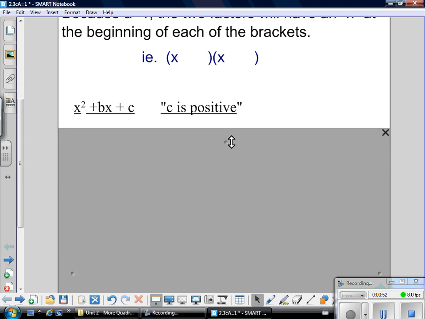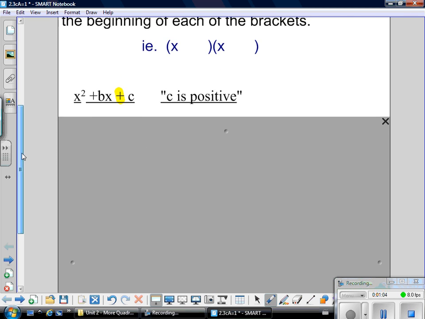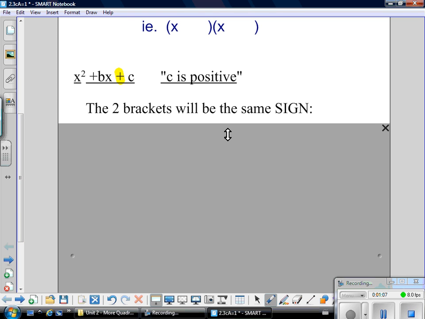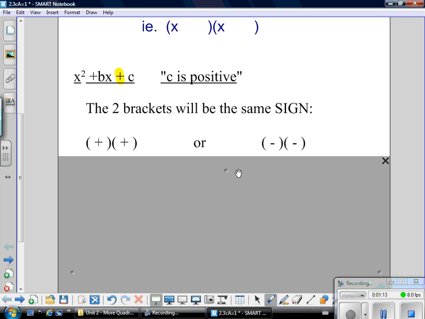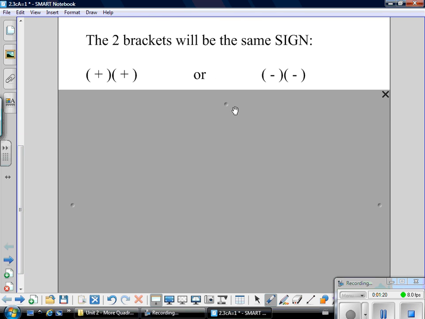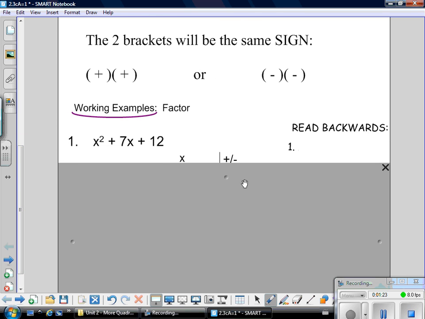Then what happens is, if that c is positive, so we want to look at when c is positive, that means the two brackets will have the same sign. They'll either both be positive or both be negative. And the way we then actually look at the question is we read it backwards. We're going to read our question backwards each time.